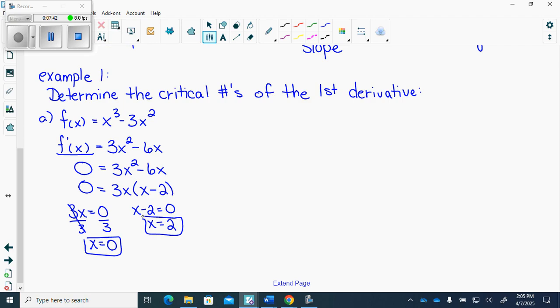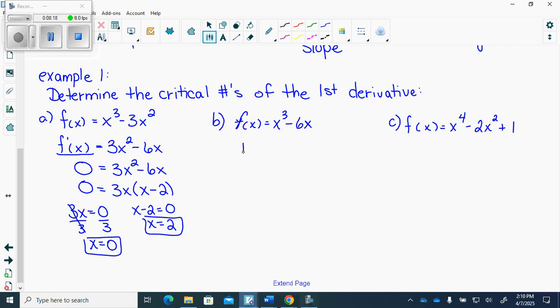Okay, I'm going to give you another one. B. We do a few polynomials, then we're going to move to other ones that aren't as easy to find. F of x equals x cubed minus 6x. Double check by typing them into your calculator, finding where the maxes and mins are. And then C, f of x equals x to the 4th minus 2x squared plus 1. So try those two out.